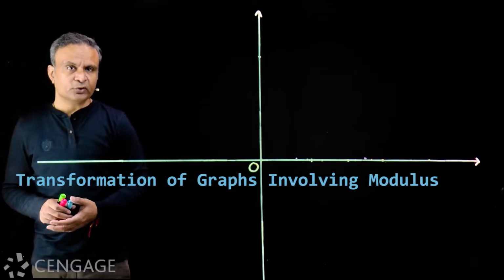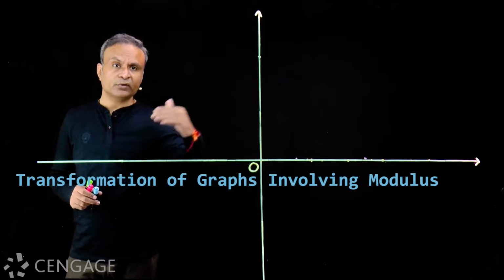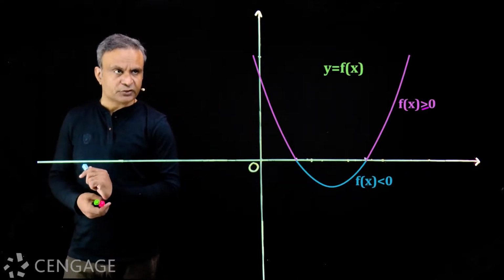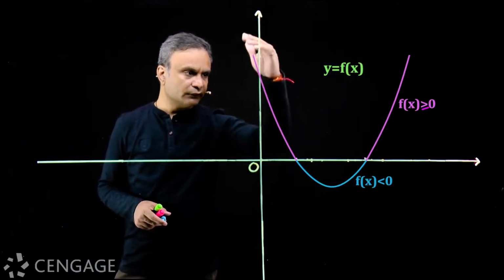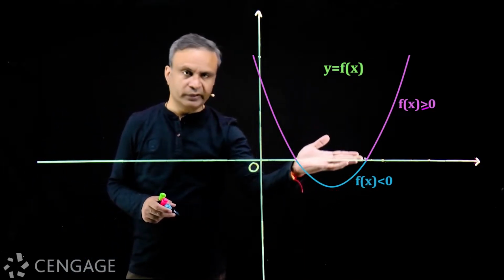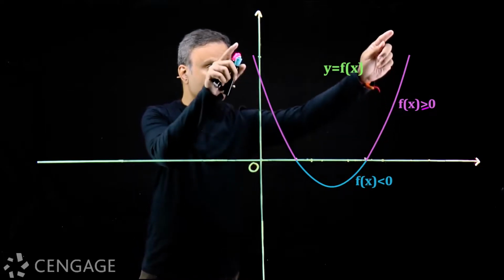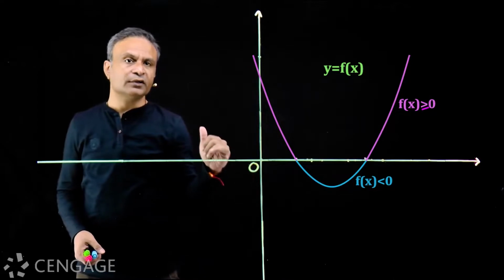Okay, now let's see how we can draw the graph of function y is equal to modulus of f of x from the given graph of y is equal to f of x. Consider function y is equal to f of x having this graph. This part of the graph lies below x-axis where f of x is negative, and these parts of the graph lie above x-axis where f of x is greater than 0.